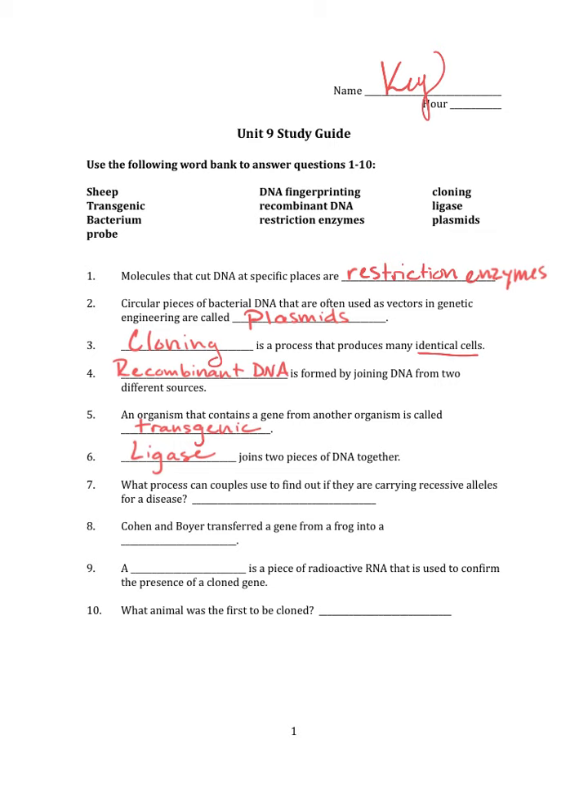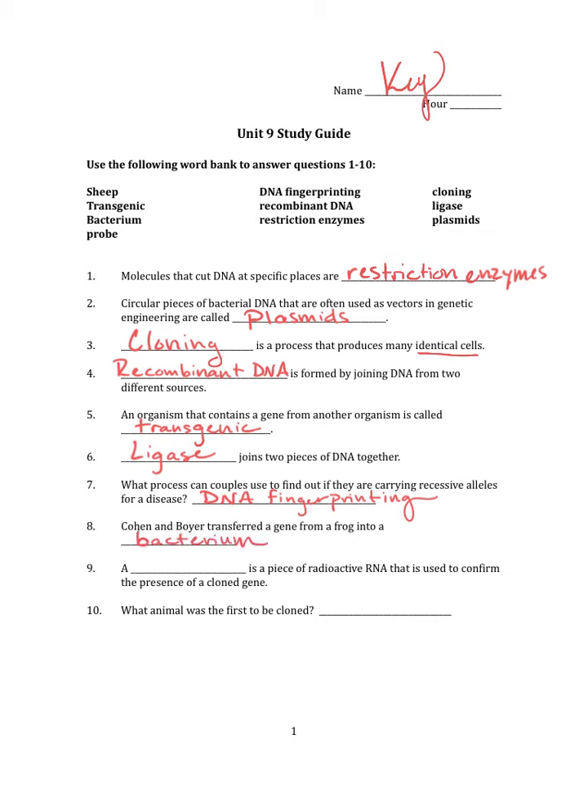Number 7. What process can couples use to find out if they are carrying recessive alleles for a disease? And this can be achieved through DNA fingerprinting. If there's couples who are worried that they carry a recessive gene that could be harmful to their children, like Tay-Sachs disease or cystic fibrosis, they might want to know if they're carriers of those disease-causing genes before they start having children. Number 8. Cohen and Boyer transferred a gene from a frog into, and this is a bacterium.